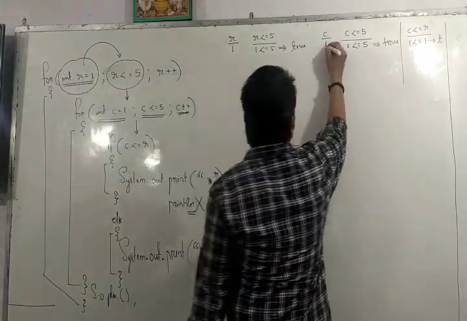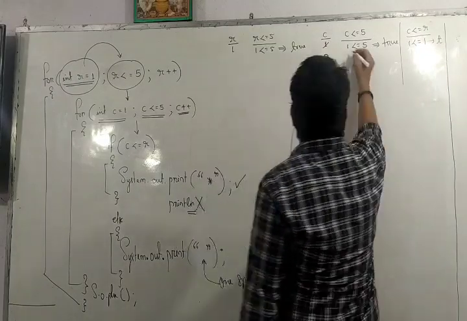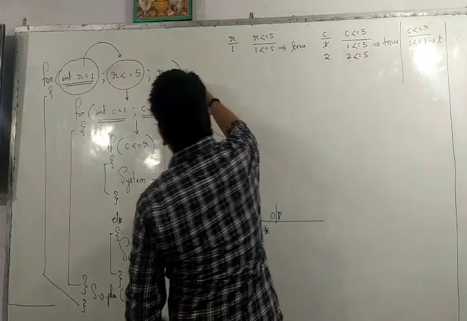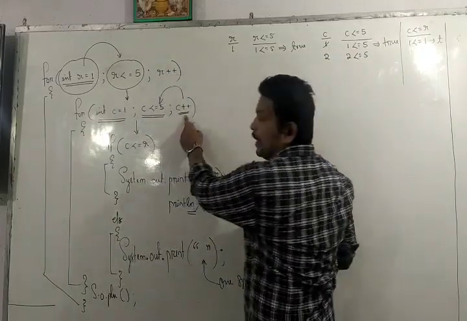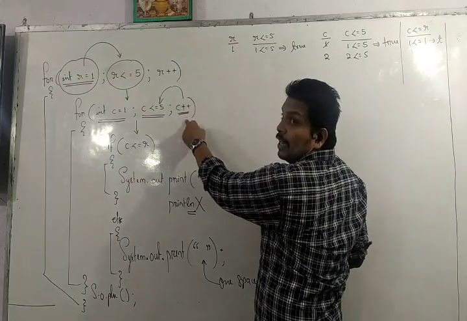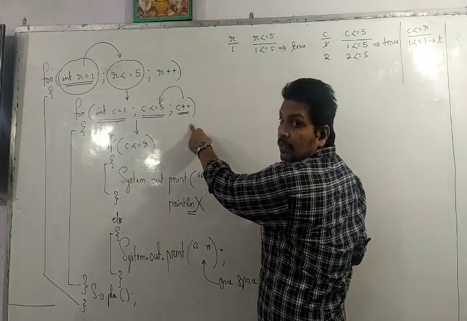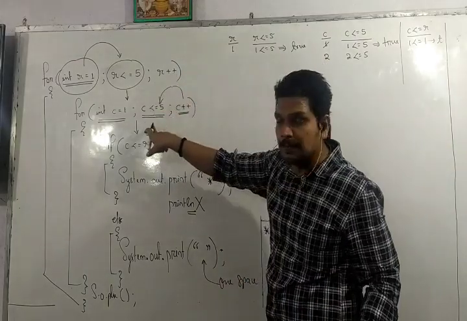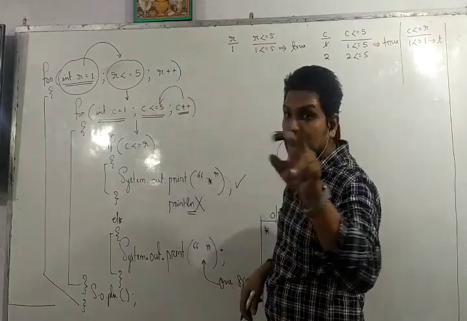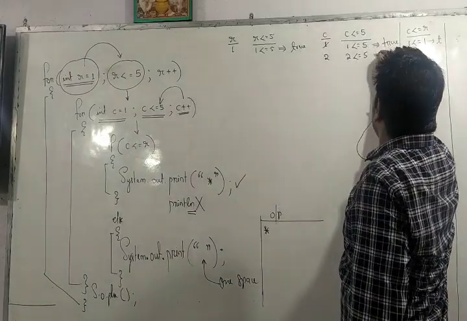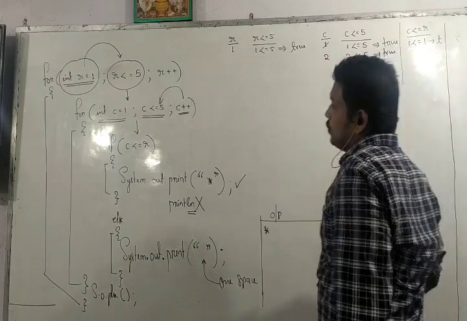If it is C++, it is 2. So 2 is less than equal to 5, yes or no? After updation of the value of variable C, the control will go to the testing expression. In the testing expression, it is written C less than equal to 5. So C means 2. 2 is less than equal to 5. It is true.